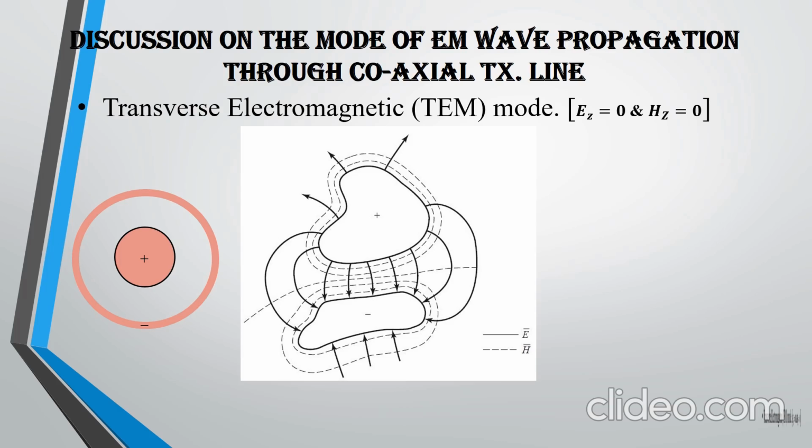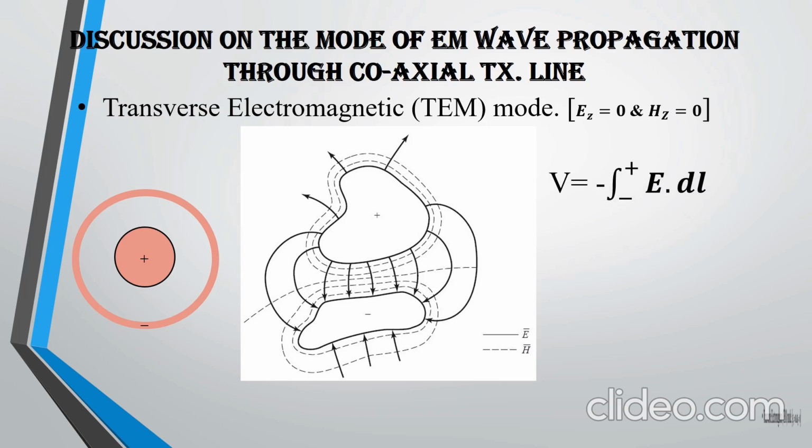Then we can find out that some electric field will be in between these two conductors, and the magnetic field will circulate these two conductors. Also you can find out that this electric field and magnetic field are perpendicular to each other. Both electric field and magnetic field have zero component along the direction of propagation.